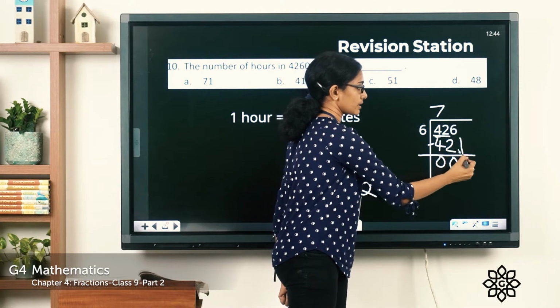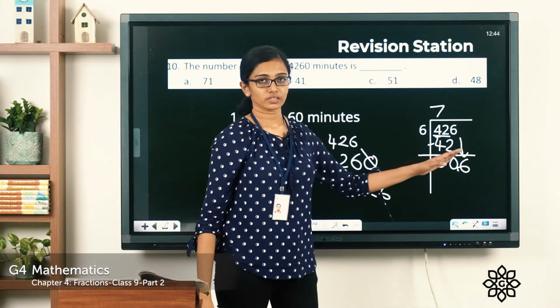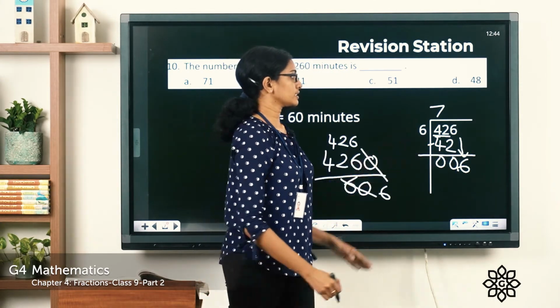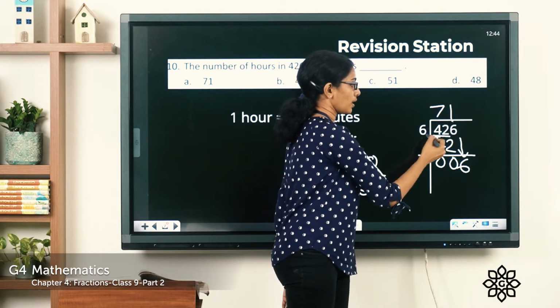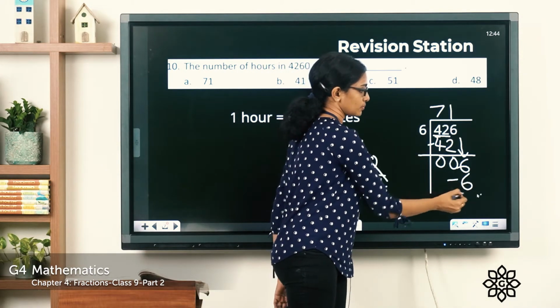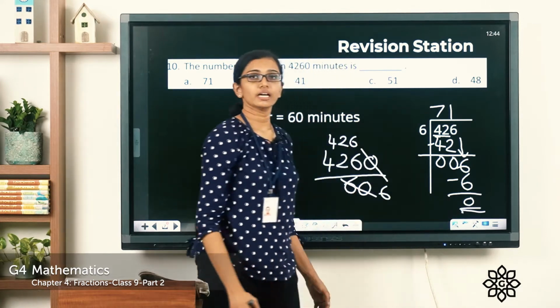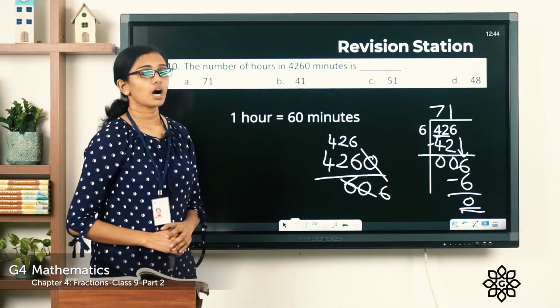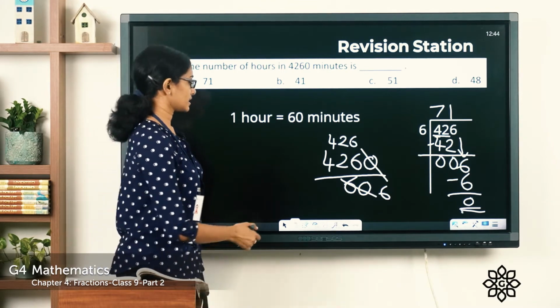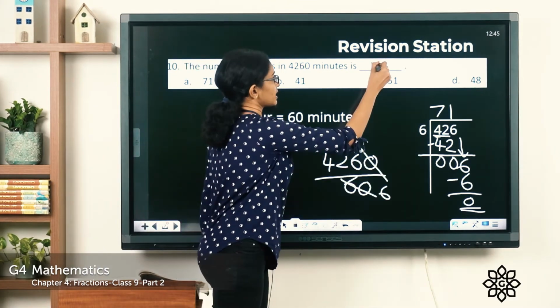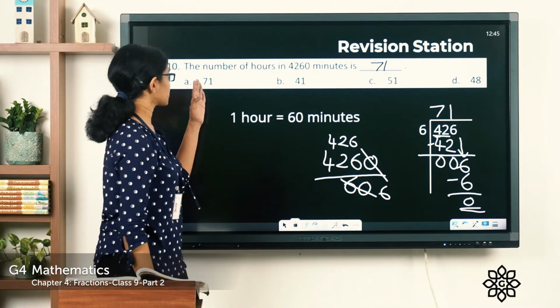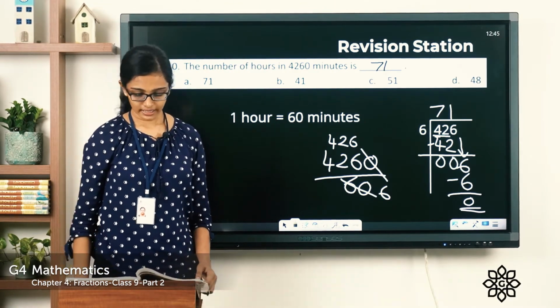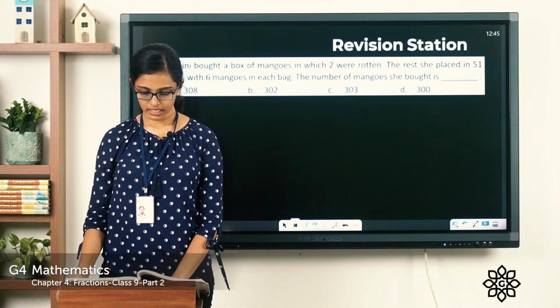Subtracting the numbers, bringing down the next digit, we have 6 here. Now 6 divided by 6 is equal to 1. 1 into 6, 6. Subtracting, the remainder is 0. So what is the answer to this question? The number of hours in 4260 minutes is equal to 71, which is option A. Clear? Now the next question.